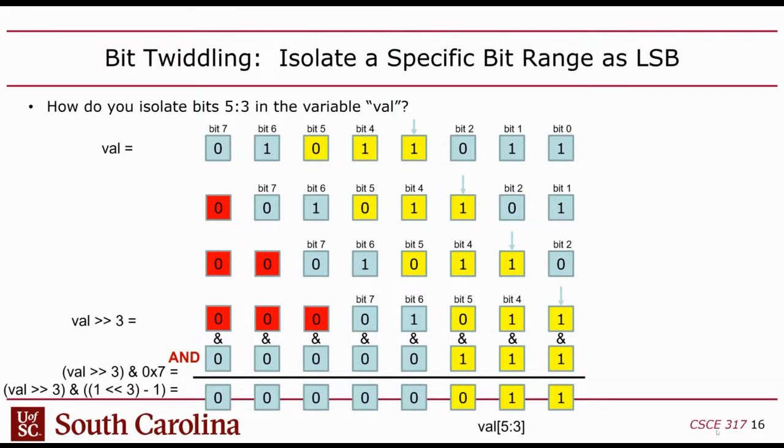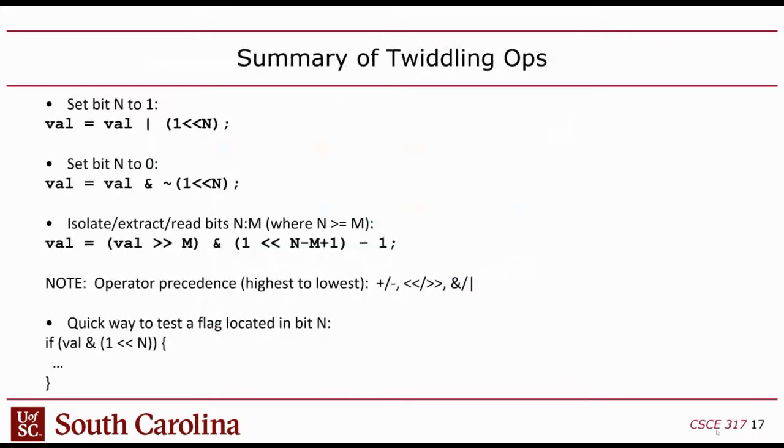Now this part is a little confusing, so I added this slide that kind of summarizes these things a little bit. The first 2 bullets there are how to set bit n to either 1 or 0, and this is being done in val. So I'm reading val as the input, and then I'm overwriting val, updating val with that bit either set to 1 or 0. And then in terms of getting a range of bits out, I have that 3rd bullet there. This is a little bit more generalized.